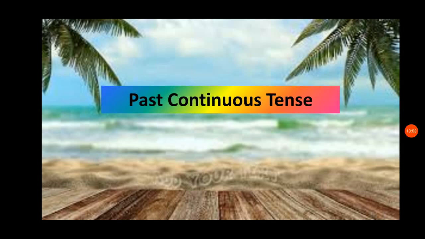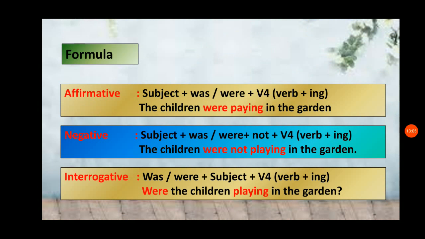Next we can see past continuous tense. What is the formula for past continuous tense? Here also we can divide the structure or formation of sentences based on the three: affirmative, negative, and interrogative. In the past sentence, we use a subject and past form of the be verb.